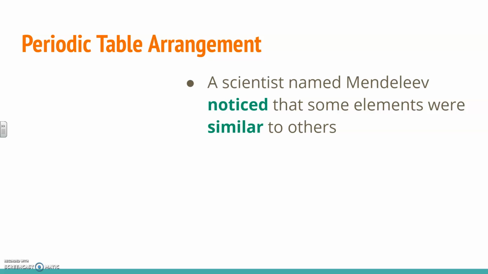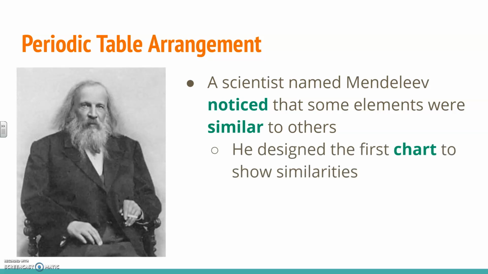So a scientist named Mendeleev, fun name, his first name was Dmitri, noticed that some elements were similar to one another. So he designed the first chart to show similarities. You might have talked about this last year in life science. Think about a grocery store. When you go into the grocery store, they keep all the cold things together, and all the cereals together, and all of the Oreo cookies together, and all of the pastas together. They do this so it's organized, so that you can show similarities.